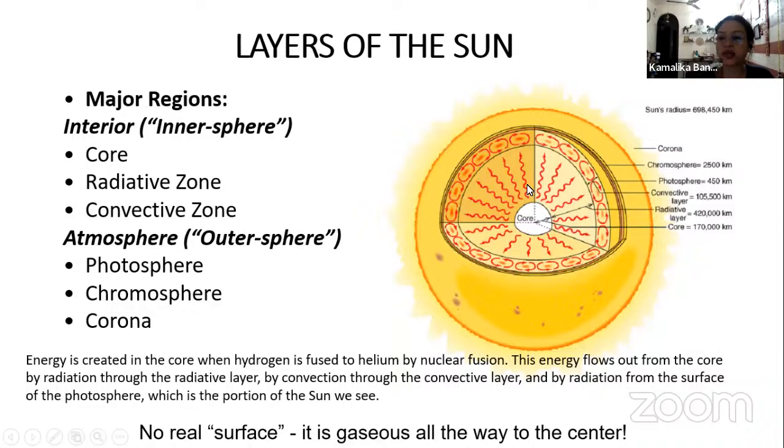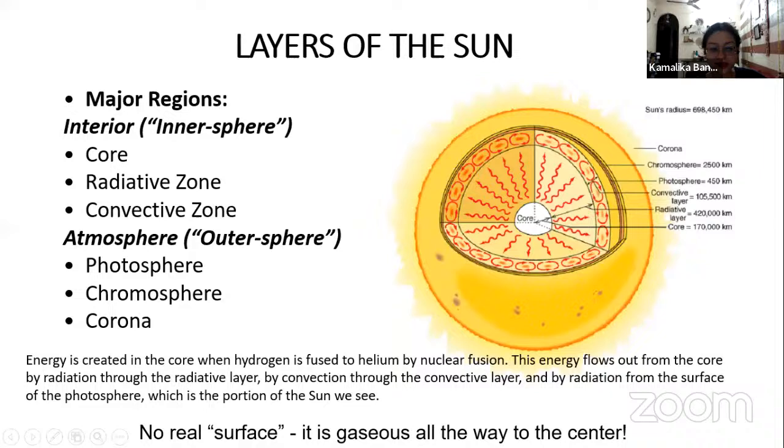As the name suggests, in the core the nuclear fusion reaction is happening. A lot of heat is generated in the nuclear fusion reaction. The heat is radiated out through the radiative zone, followed by the energy being transferred through the convective zone. Then the energy keeps emitting out into the atmosphere: the photosphere, chromosphere, and corona.